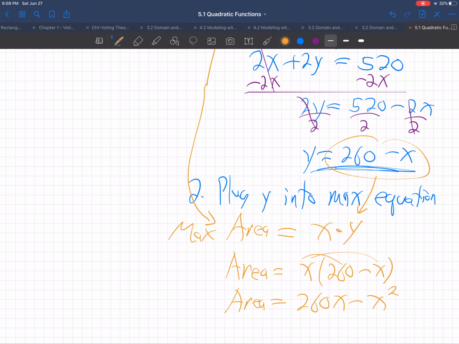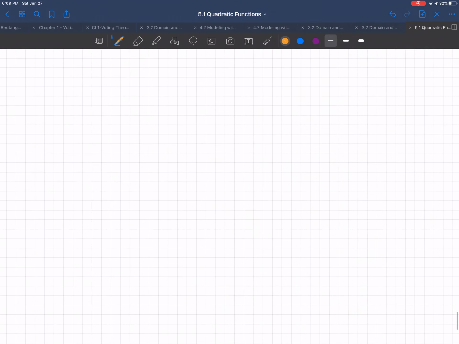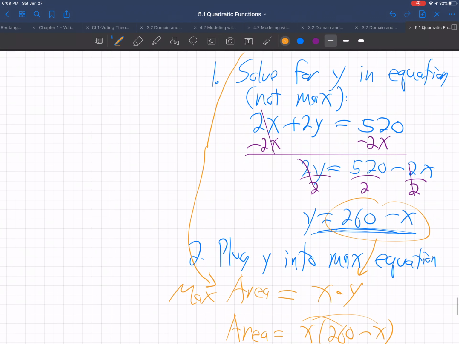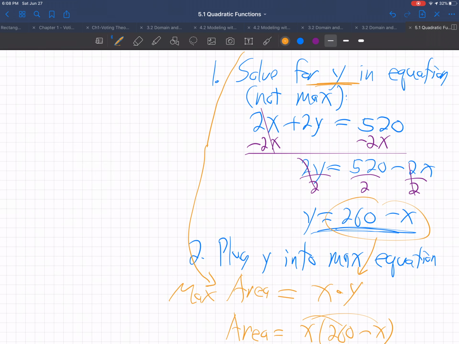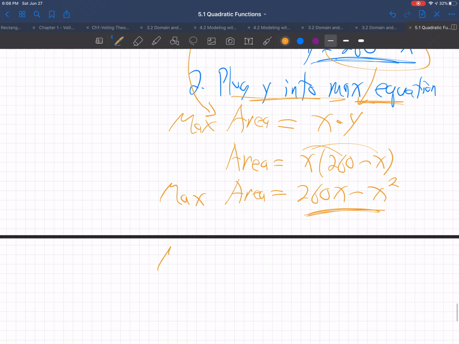Now you see how we've got the area formula in terms of only one letter. So that's much nicer. We can handle it much better when it's in terms of only one letter instead of two. So we take the first equation, solve for y, plug that into the max equation, and now we're trying to maximize the area. Let's rewrite it and put the highest power first.